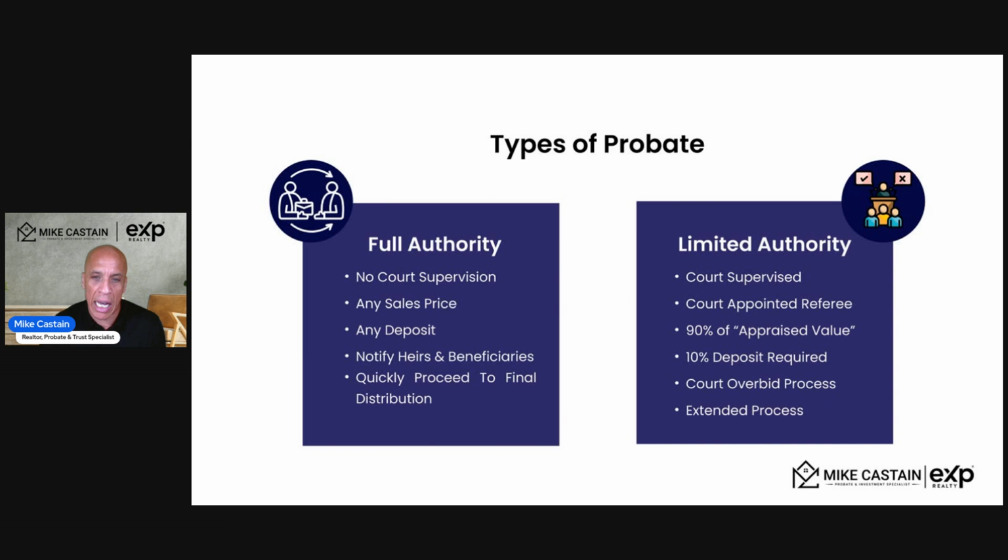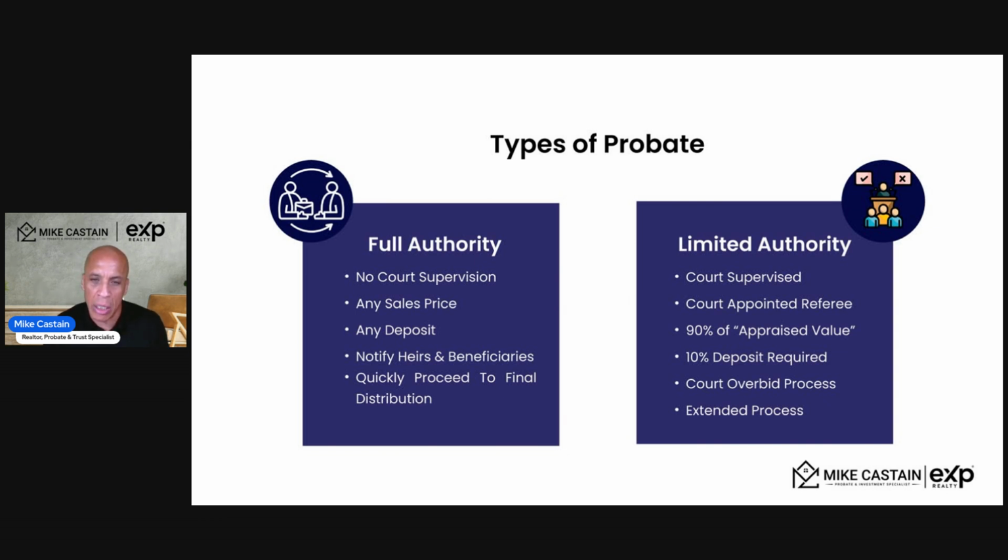And if it's not an accurate appraised value, then the estate may be losing, not gaining as much net proceeds as they would if it was undervalued by that court-appointed referee, or if it's over appraised or overvalued, then you're limiting your buyer pool because you're decreasing the amount of potential buyers who would be able to actually purchase that property.